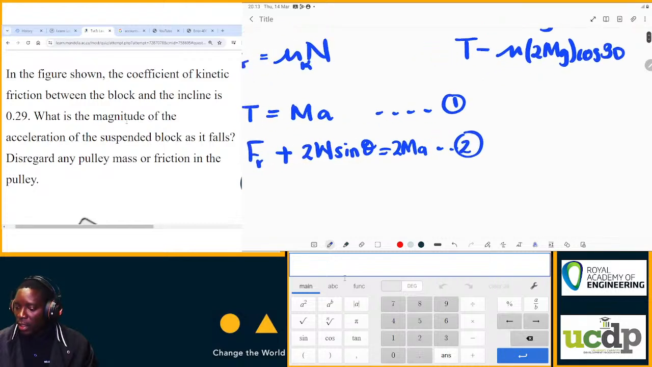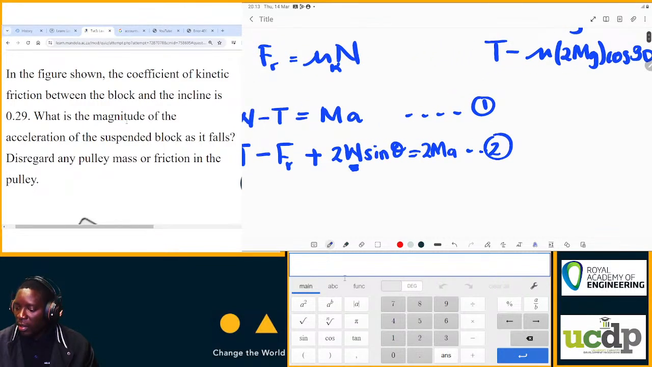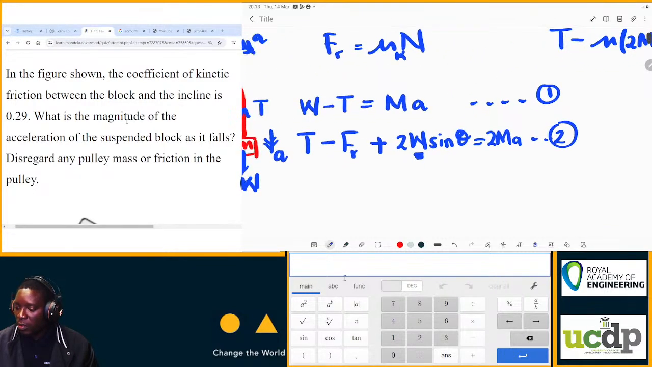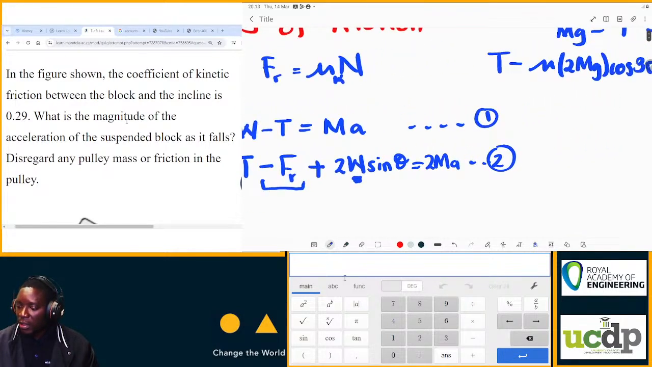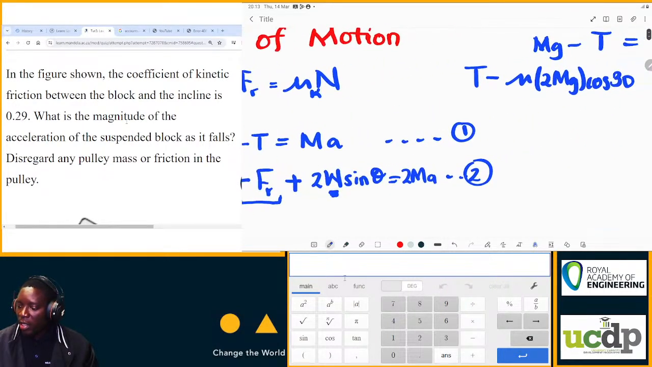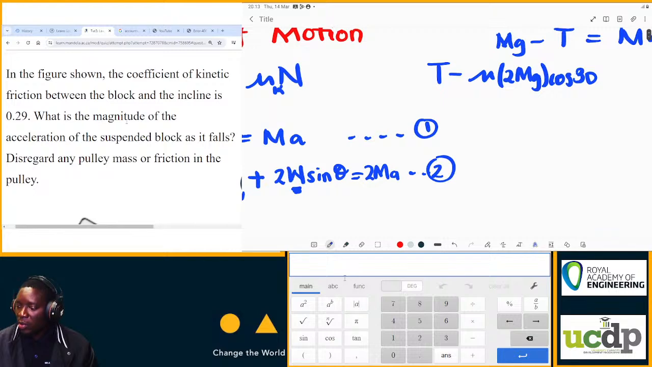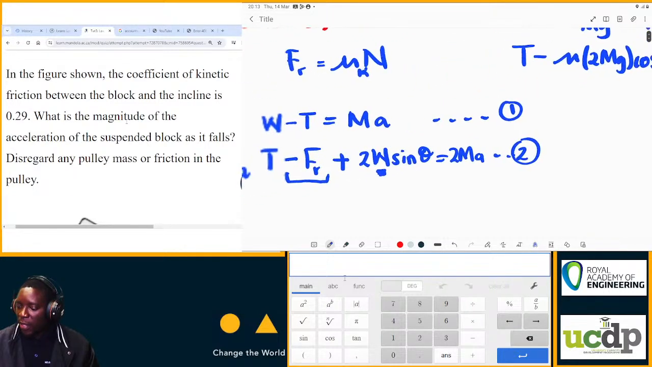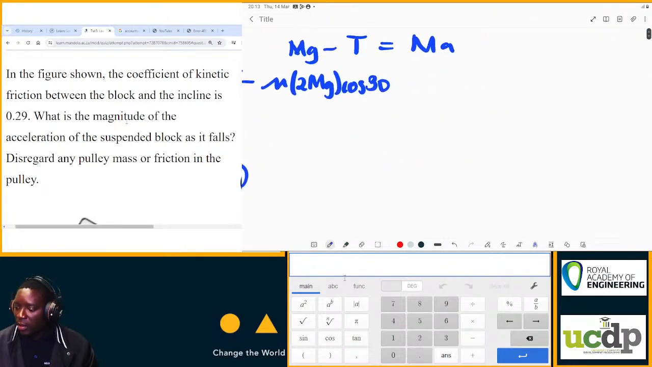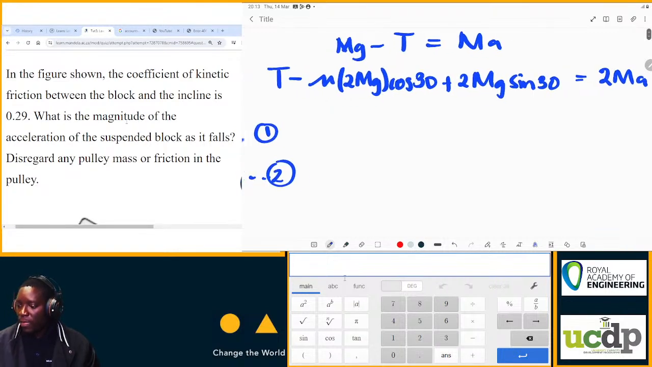Then that's the part we've dealt with, Fr, the friction. So it is mu n, where n is 2w cos 30. Then the next part is 2w sine 30. So that one adds plus 2mg sine 30 equals 2m times a.